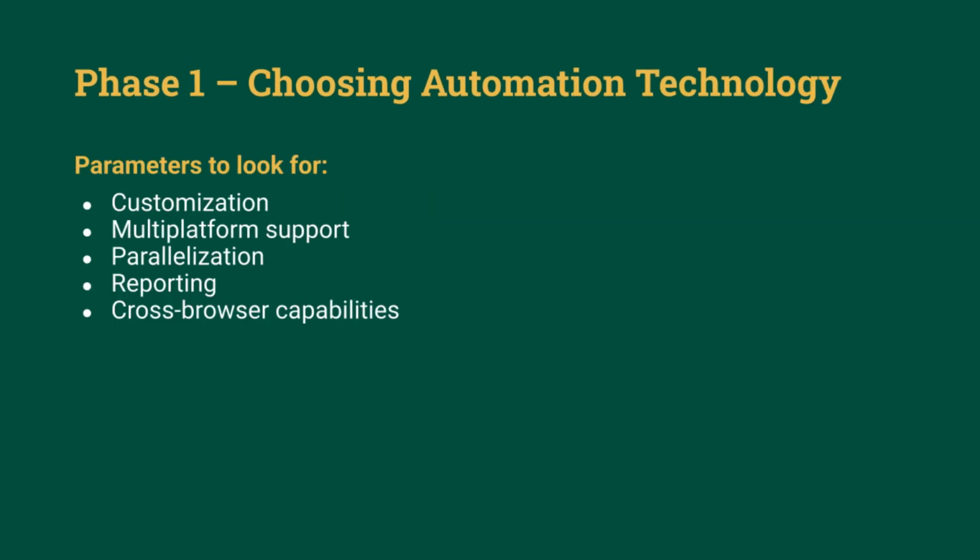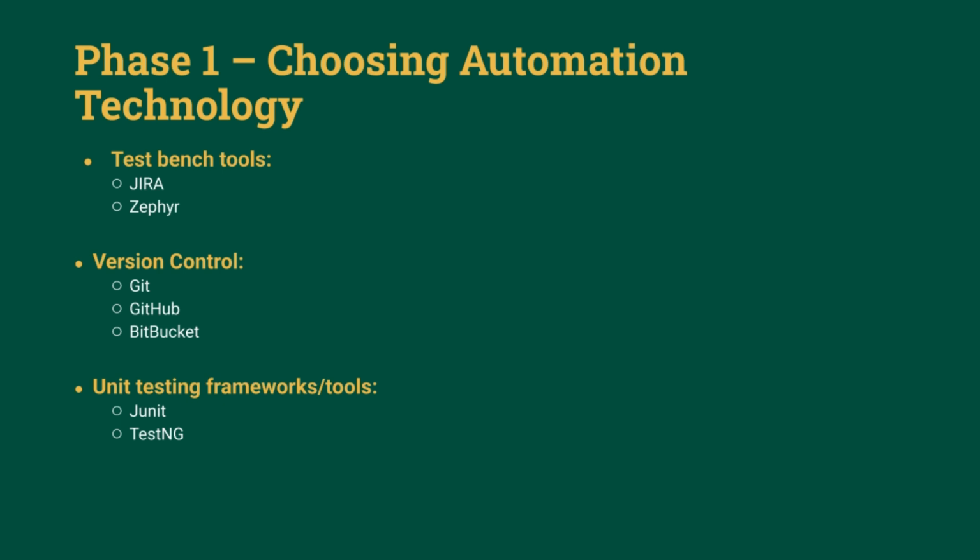While choosing an automation tool, you should also look for parameters like customization, multi-platform support, parallel execution, reporting, and cross-browser capabilities. Some other tools you need to explore include test management tools like Jira and Zephyr, version control systems like Git, GitHub, or Bitbucket, and unit testing frameworks like JUnit or TestNG. We'll learn more about version control systems in our upcoming lectures.